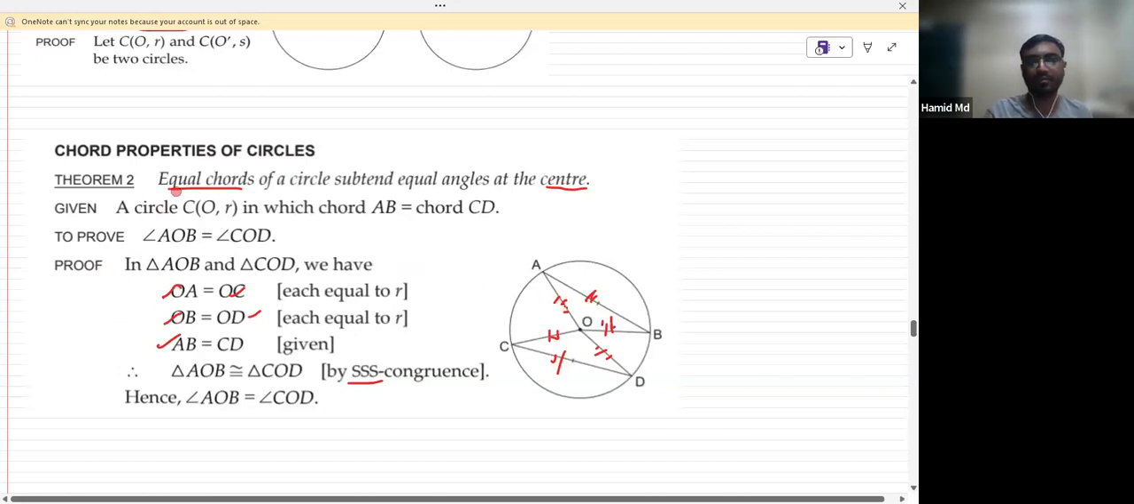And it is given that equal chords, AB and CD, are equal. So all sides are equal. If all sides are equal, what does it mean? Then the corresponding angles should also be equal.